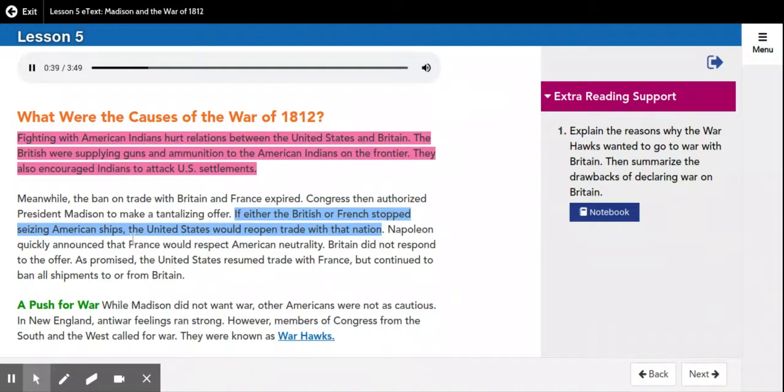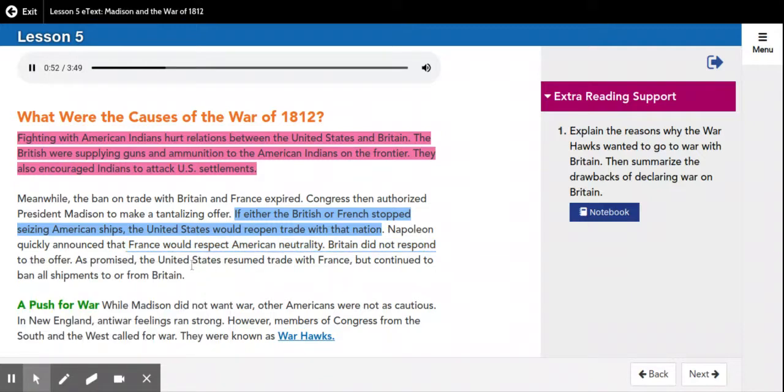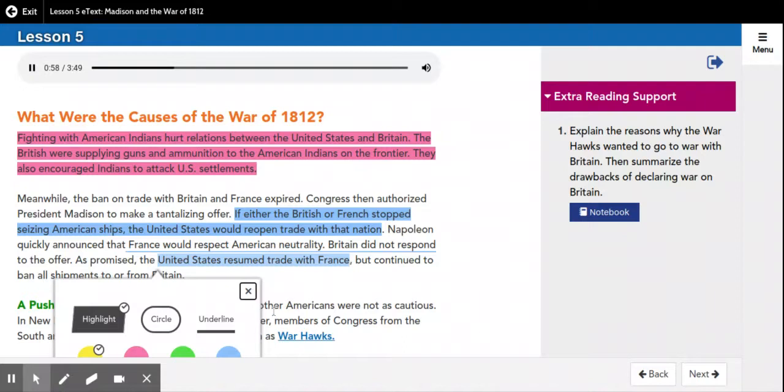Napoleon quickly announced that France would respect American neutrality. Britain did not respond to the offer. As promised, the United States resumed trade with France, but continued to ban all shipments to or from Britain. A push for war. While Madison did not want war, other Americans were not as cautious.